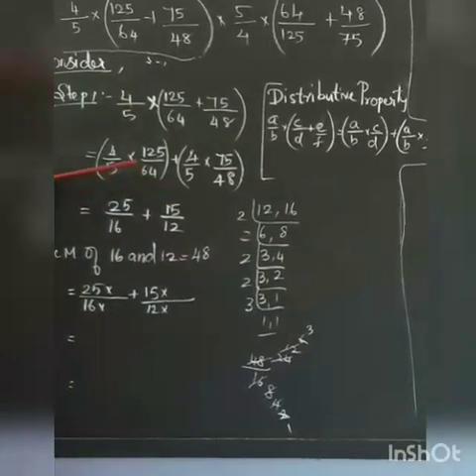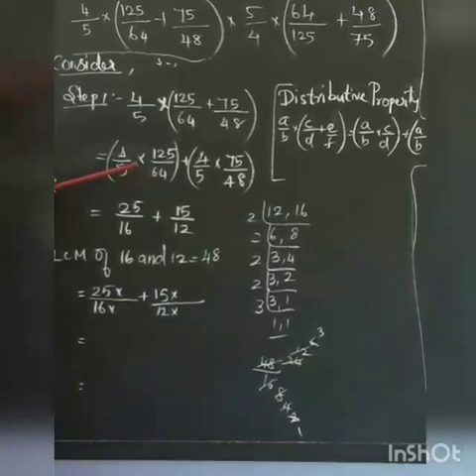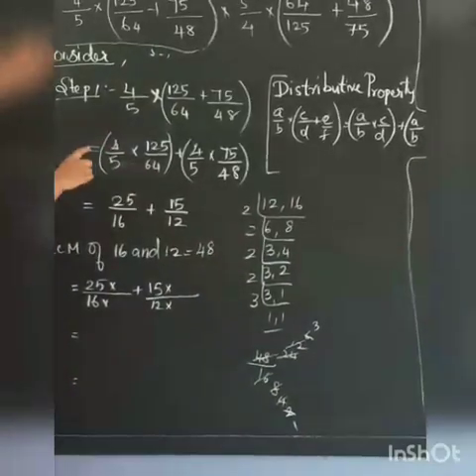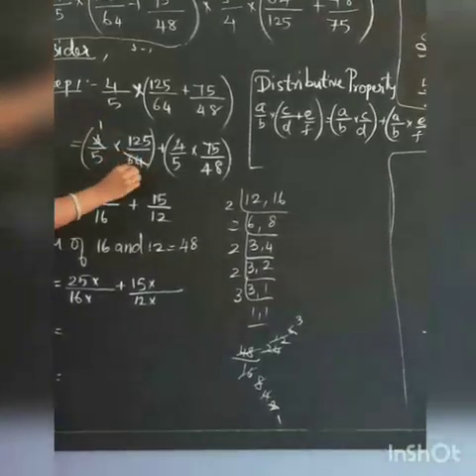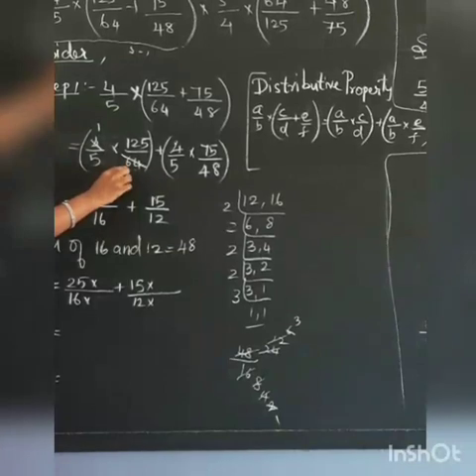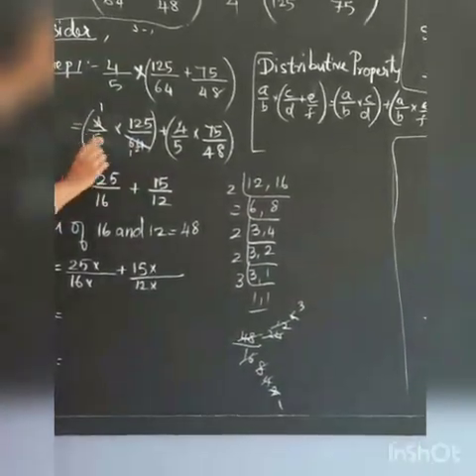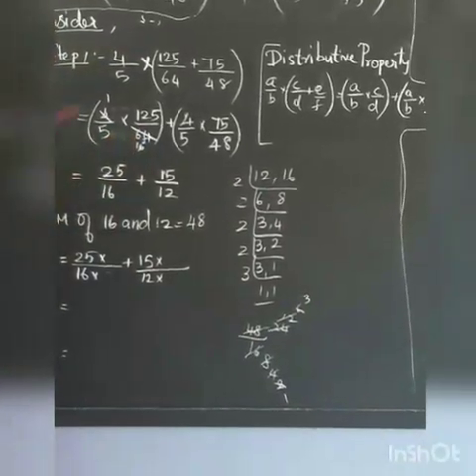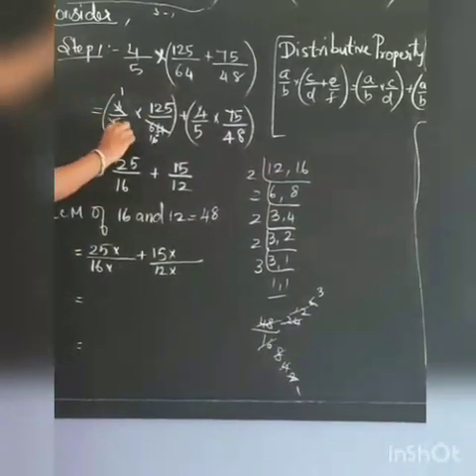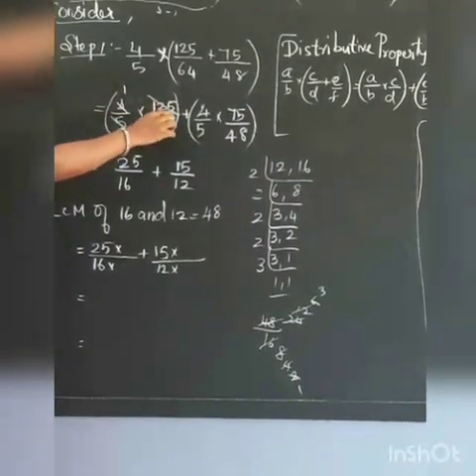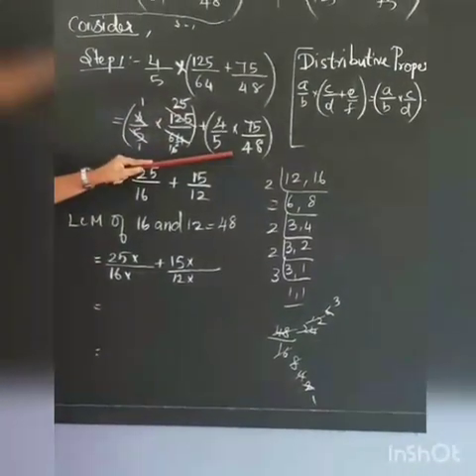Okay, next one. Now you have what symbol in between? Multiplication. So you have to check whether it is possible to cancel. Yes, it is possible. 4 and 64, in what table? 4 table. So 4 is 1 time, 64 is 16 times. Again 5 and 125, what table can we cancel? 5 table. So 5 is 1 time, 125 is how many times? 25 times. Clear? The similar thing you have to simplify in this bracket also.